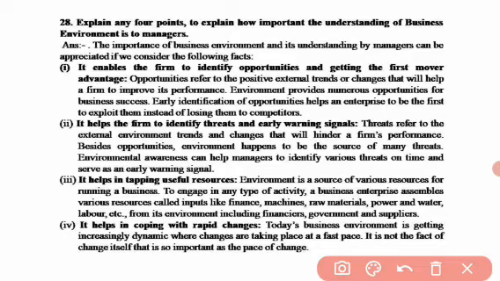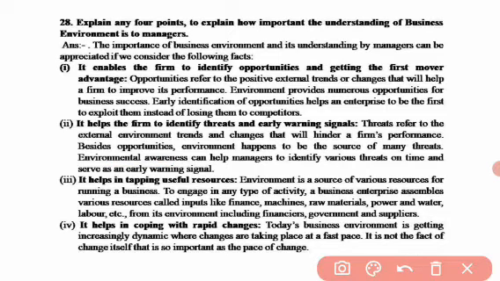Next, it helps the firm to identify the threats and early warning signals. In a business organization, with the help of the external environment, the threats are handled by the firms. Environment happens to be the source of many threats. Environmental awareness can help managers to identify the various disturbances that arise in the business organization. So environmental awareness helps the organization.